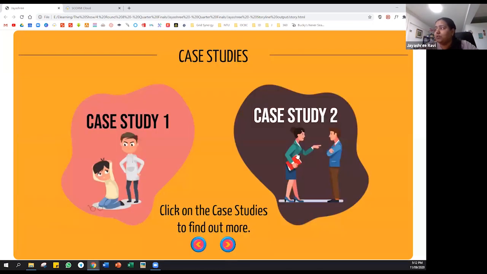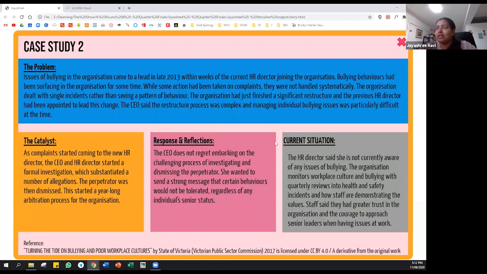Similarly, case study 2 is in the same format. I give them this was the problem, what caused the problem, what was the response and reflection, and then the current situation. So what are the steps taken by the team?